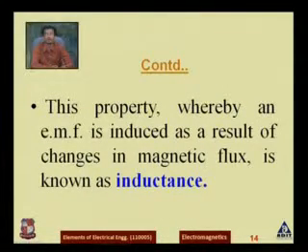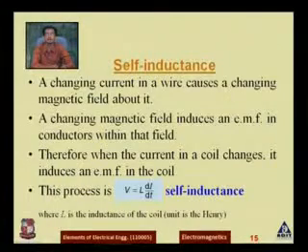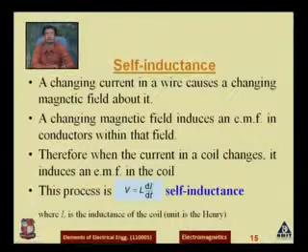This property, whereby EMF is induced as a result of change in magnetic flux, is generally known as inductance. So a changing current in a wire causes a changing magnetic field about it, and a changing magnetic field will induce an EMF in the conductor within that field. Therefore, when the current in a coil changes, it induces an EMF in the coil. This is V is equal to L di/dt. It is denoted by the self inductance, where L is the inductance of the coil and its unit is Henry.